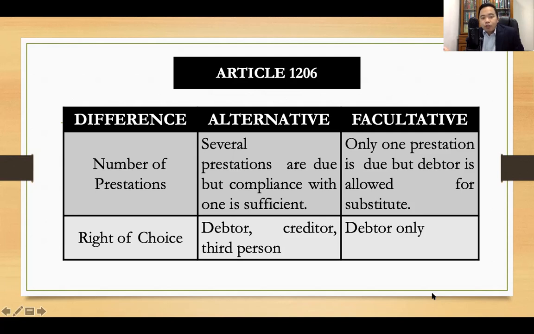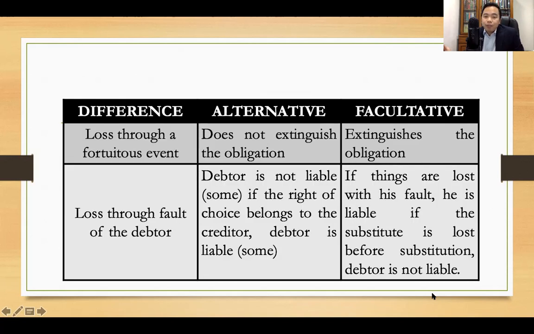How about the right of choice? In an alternative obligation, the right of choice belongs to the what? Debtor, creditor, or third person. On the other hand, in a facultative obligation, only the debtor has the right to make a choice or the right to substitute instead of the original obligation.